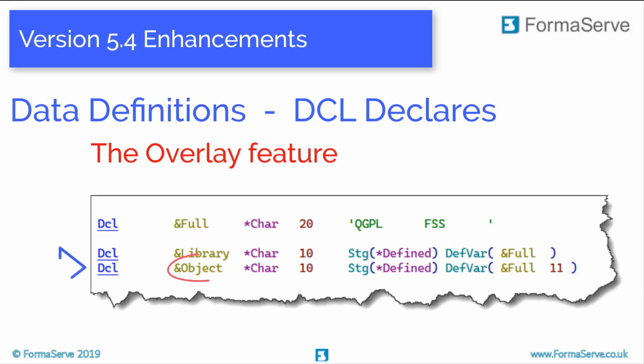The third variable we have defined there is the object variable. As we can see, this has got the def var keyword specified to full again, but it's starting at position 11. So this time it's going to include FSS and blanks for the rest of it. So we can see this actually split our full variable into two parts, very similar to an RPG data structure. So it's very handy. We don't have to do anything with these variables now if we want to split them up. We don't have to use the substring, etc.